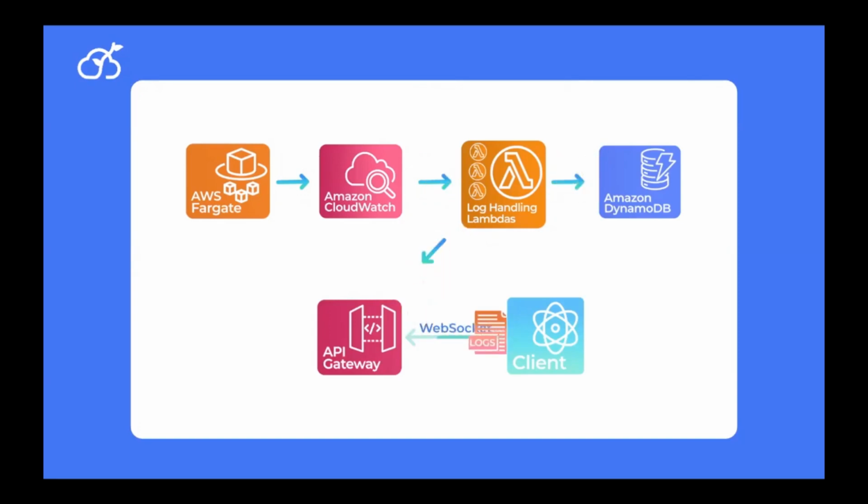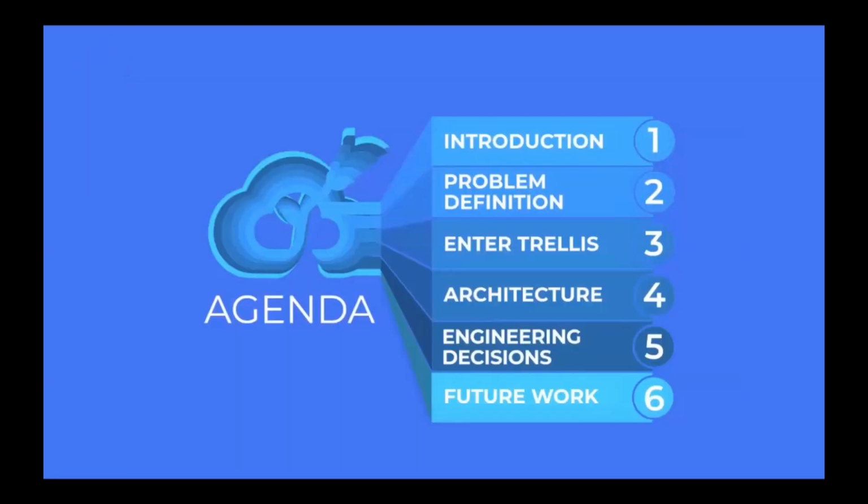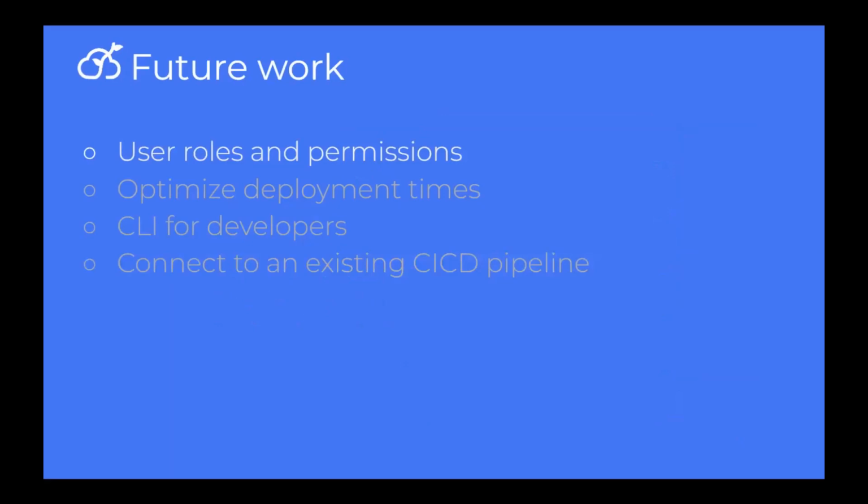Now I would like to hand it back to Martin to speak about future improvements we would like to implement for Trellis. Thanks, Mohamad. We've identified a few features we'd like to add to Trellis. We would like to introduce user roles and permissions per application.